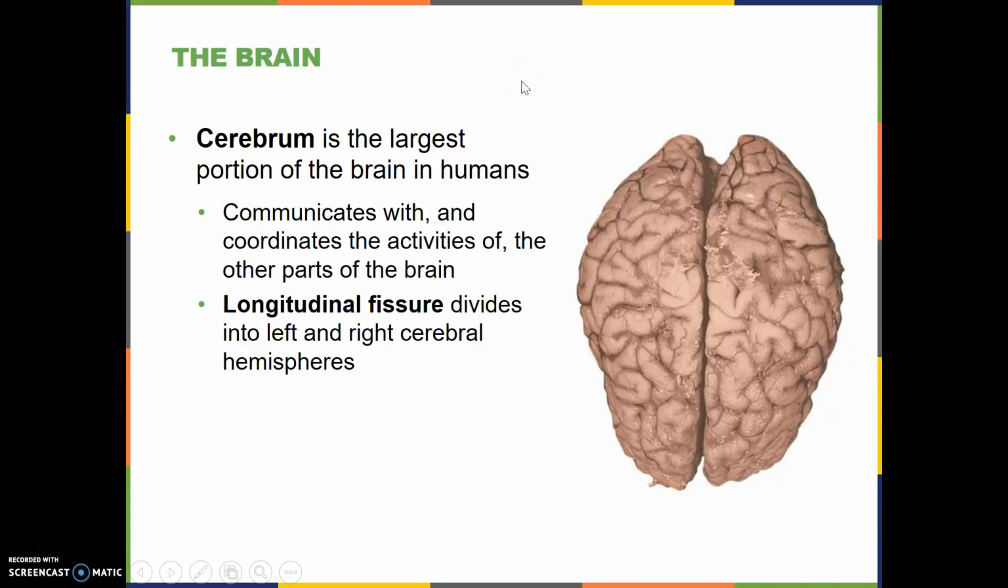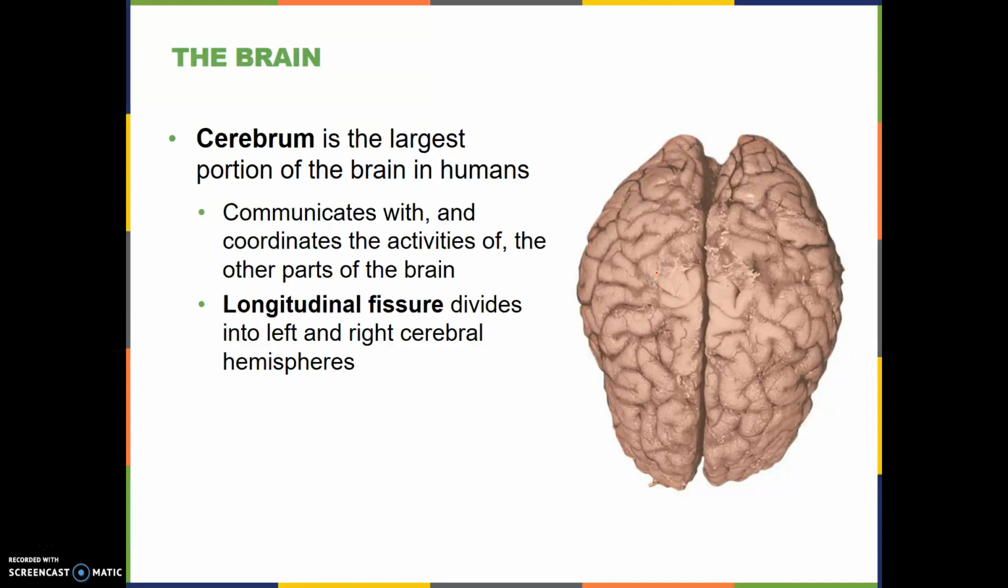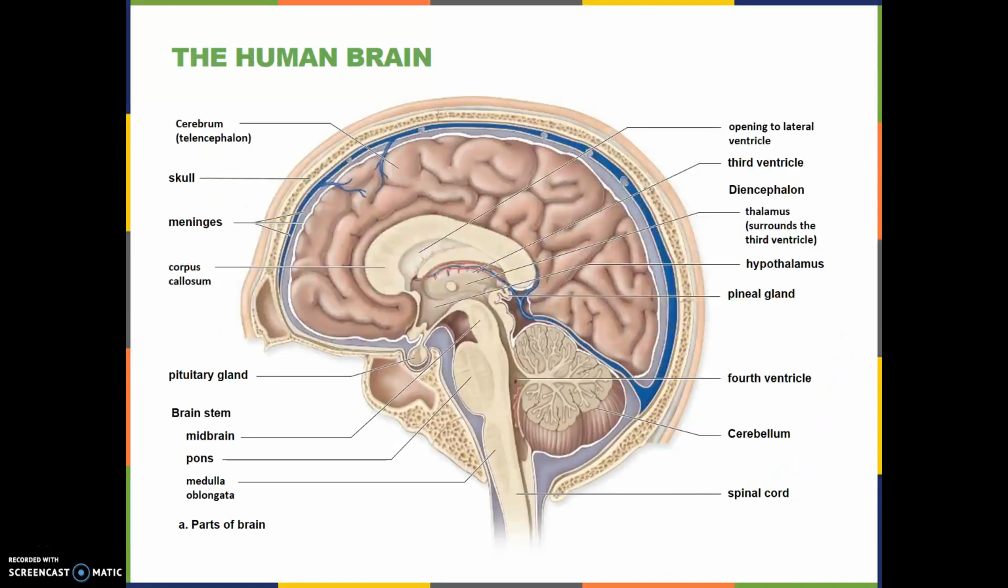The largest part of the brain that we talk about being divided into left and right hemispheres is called the cerebrum. And you see a picture of it here. It communicates with and coordinates the activities of the other parts of the brain. And then the divider in the middle, or the fissure, this little section here, is called the longitudinal fissure, and it divides the cerebrum into left and right hemispheres.